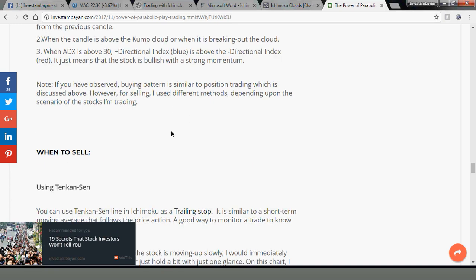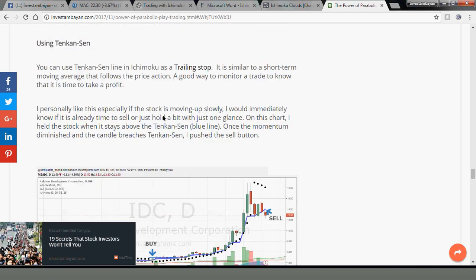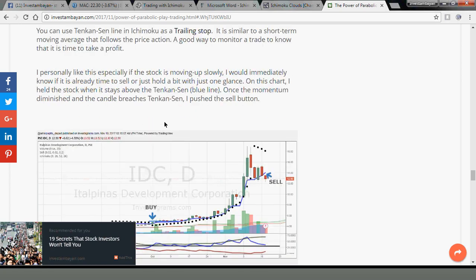Okay, so swing trading here. So, review nyo lang to. Using Tenkan-sen. So, paano ba natin gagamitin sa Tenkan-sen? So, you can use Tenkan-sen line in Ichimoku as a trading stop. It is similar to a short-term moving average that follows the price action. A good way to monitor a trade to know that it is time to take profit.